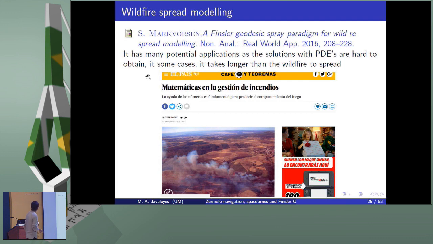This model for wildfire spread modeling was studied in this paper by Steinbach and Borgsen, and it has really many potential applications because, in general, the models for studying wildfire spread are very complicated because they use PDEs, and it's very hard to obtain the solution. Sometimes it takes longer than the wildfire to spread. So I think that these models developed by Steinbach and Borgsen are very promising.